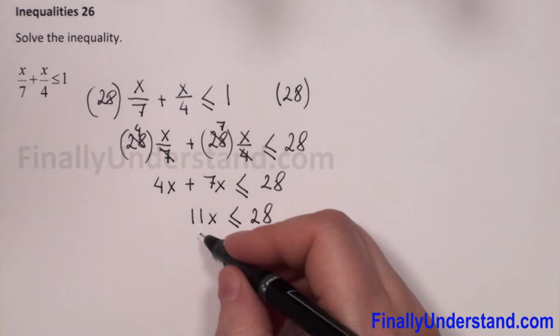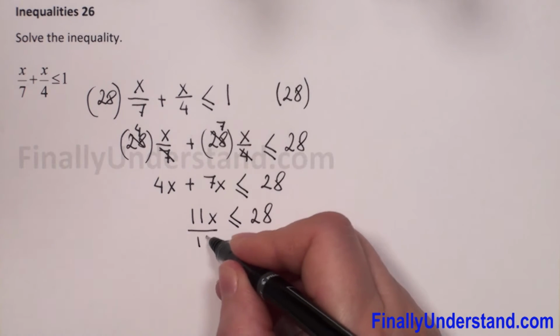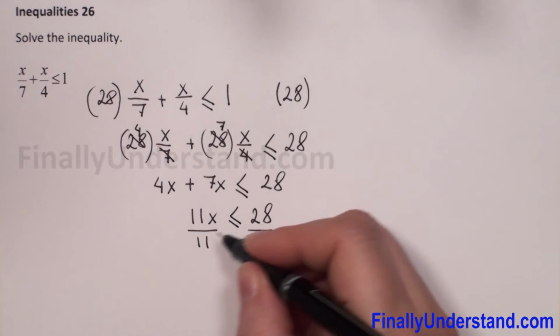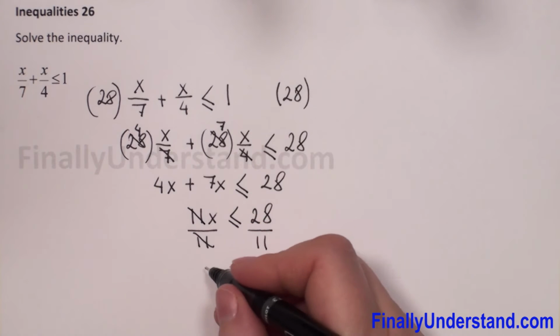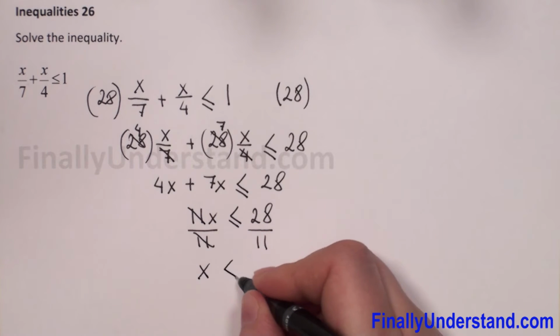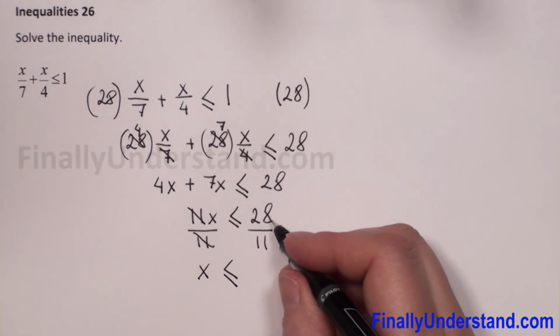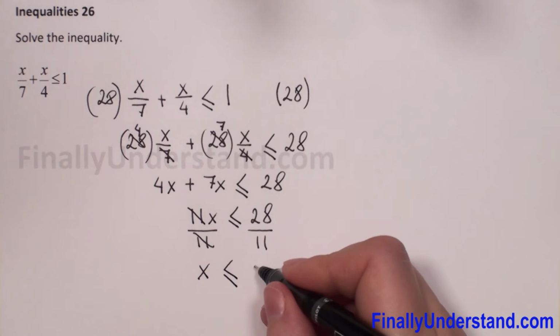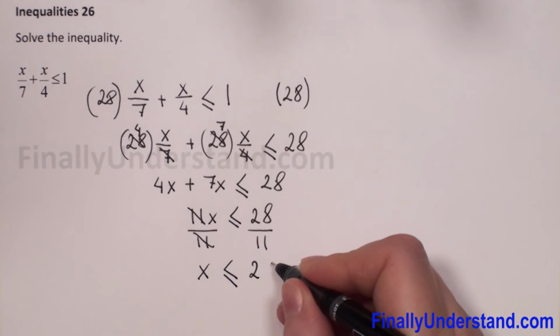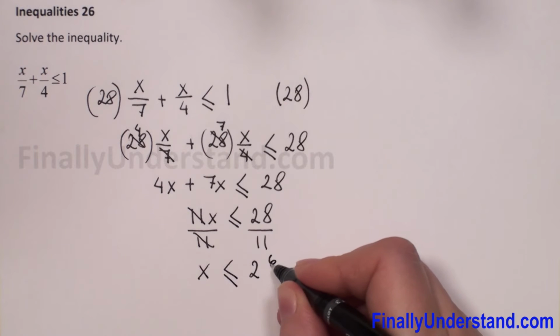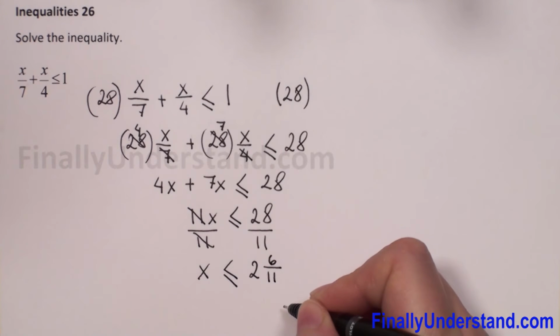Now I have to divide both sides by 11. So 11 and 11 will cancel, and I have x is less than or equal to 28 divided by 11, which will be 2 and 6 over 11.